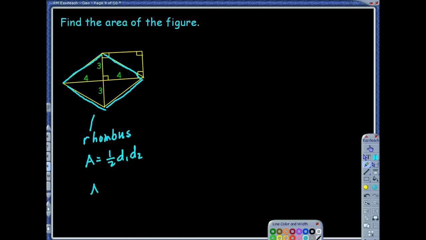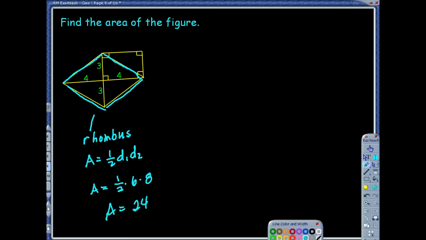And do we have enough information? Do we have the diagonals, like the actual lengths? We really do when we add them, yeah. So what's one of the diagonals? One of the diagonals is 6, and the other diagonal is 8. So 6 times 8 is 48. Half of that would be 24.